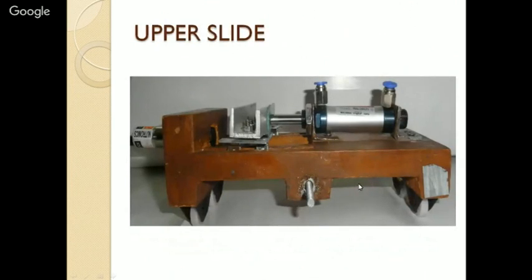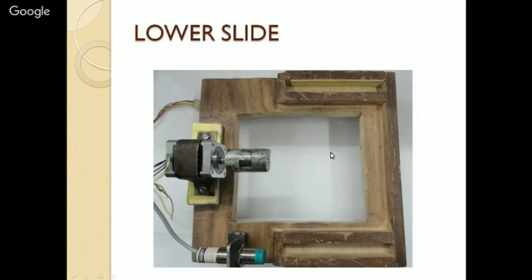This is again the side view of the same slide. So this lead screw mechanism is attached to the stepper motor at this end, and these wheels will move in the grooves on the lower slide. This is the lower slide. The upper slide wheels will move in these two grooves, and this is the stepper motor to which the upper slide was coupled, and this is the inductive proximity sensor to detect the zero position of the upper slide.